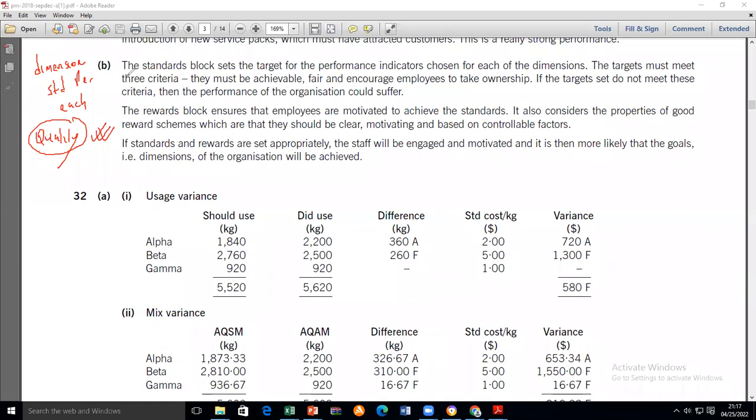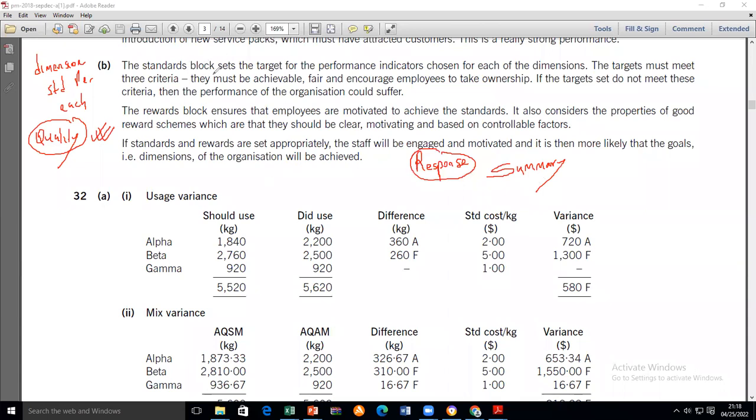Can I say something? Yes, please. I just want to know if I responded like this, whether the answer would be wrong. I would say the dimensions are the critical success factors, which must be measured with the key performance indicators in the standards and then rewarded in the rewards block. Perfect summary.